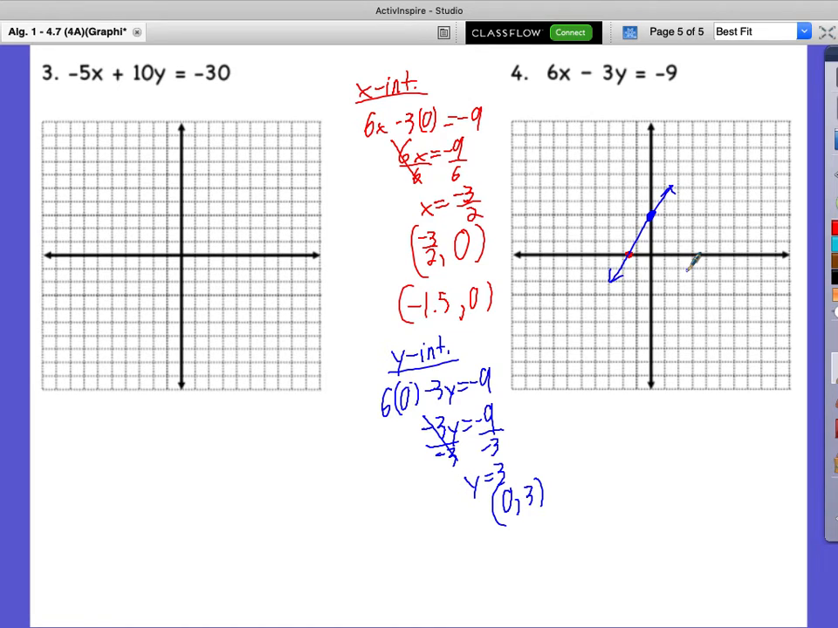Hey, listen up. Do I want you guys finding slope? No. Do I want you guys plotting using slope? No, not this time. I want you guys using both intercepts.